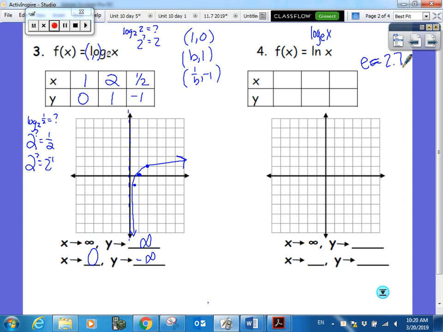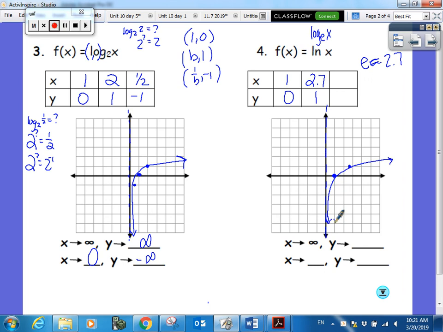So with that one, I really would just do 1, 0, base 1. I plot those 2 points, and I just need to remember, if you want to do anything else you can, but with 2.7, it's tough to pick numbers that you know what it is. So natural log, again, there's no shifts. So we have an asymptote at x equals 0. We have 1, 0, and 2.71.